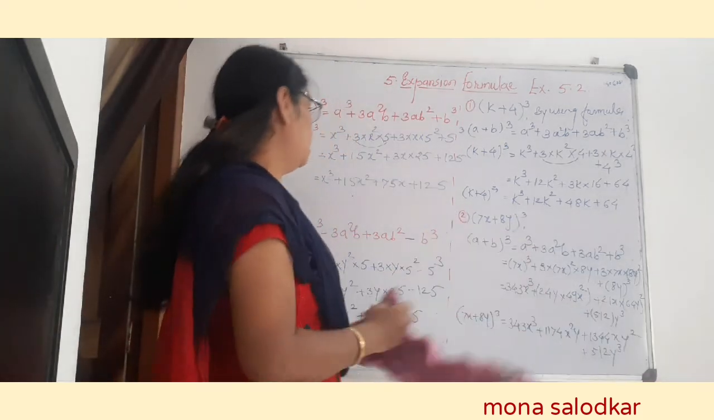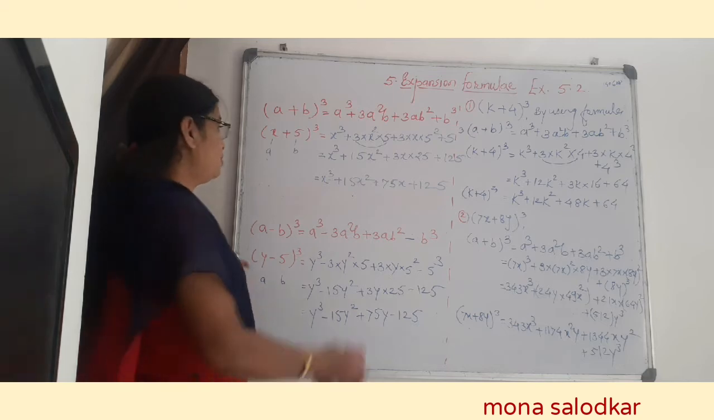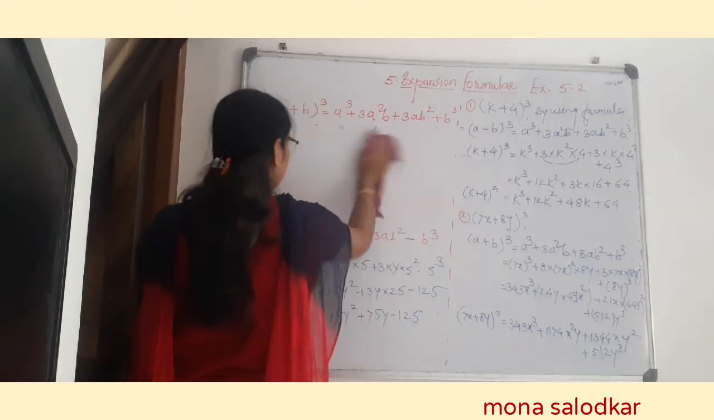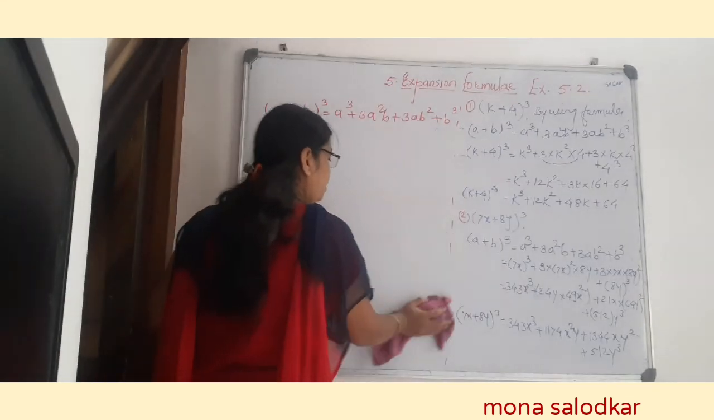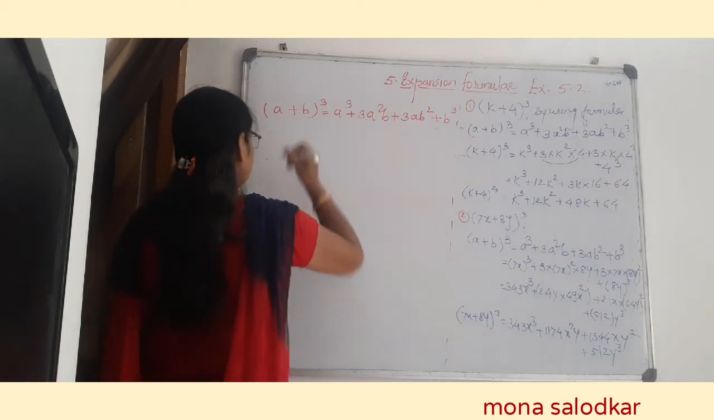Now see, the third problem is homework. Third problem is homework. Now see the fourth problem. What is the fourth problem? In the fourth problem, what is given? You have to find out 52 cube. Cube of 52.